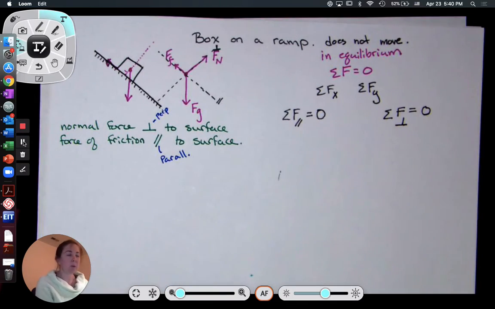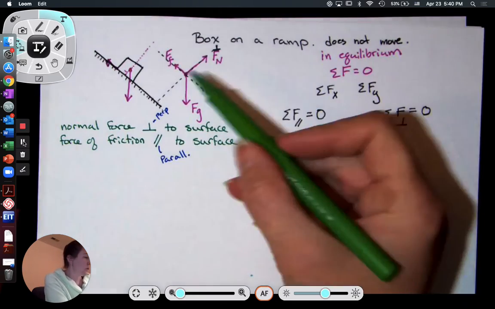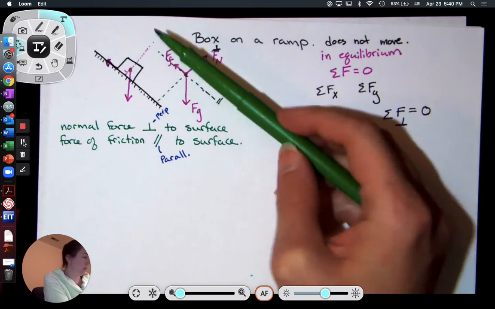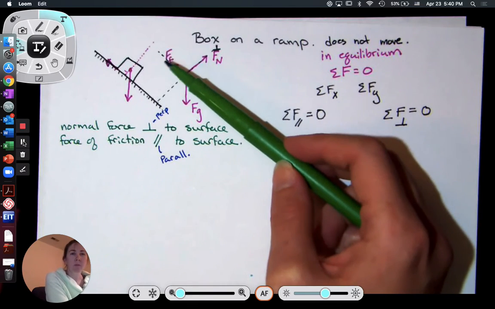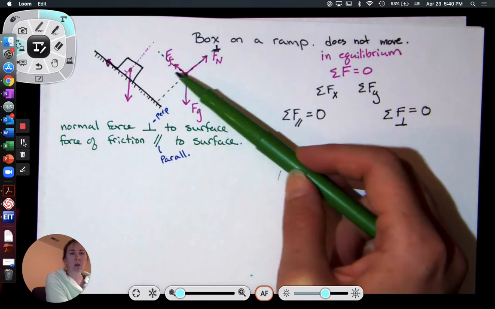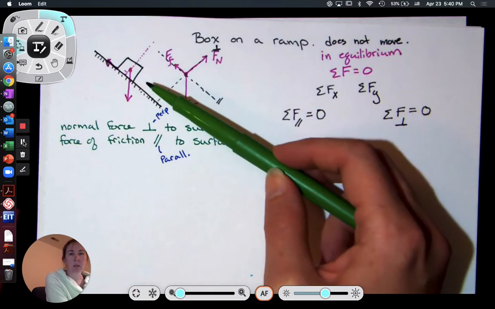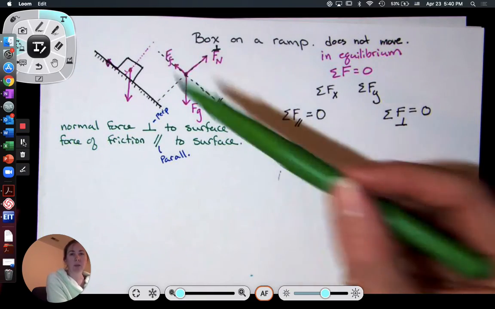So when I look at my ramp, I'm going to sum the forces. Let's do parallel first. If I look at this parallel coordinate system, the force of friction is all in the parallel direction.